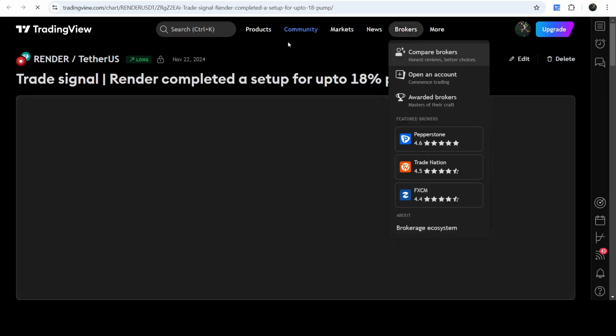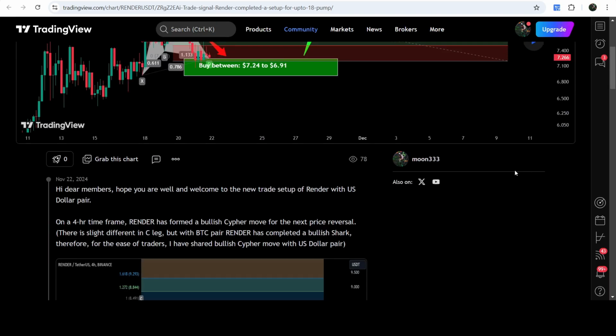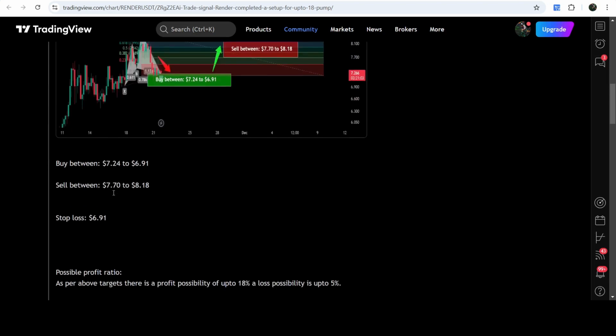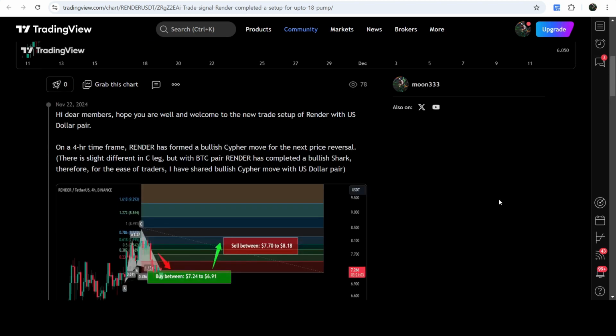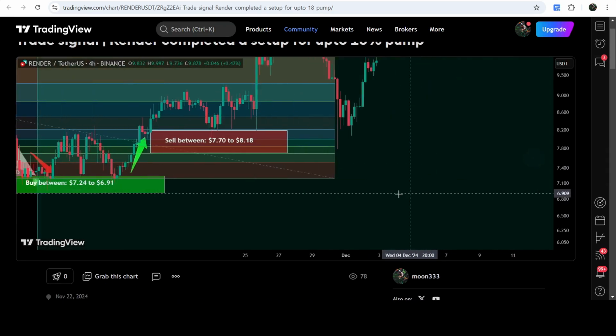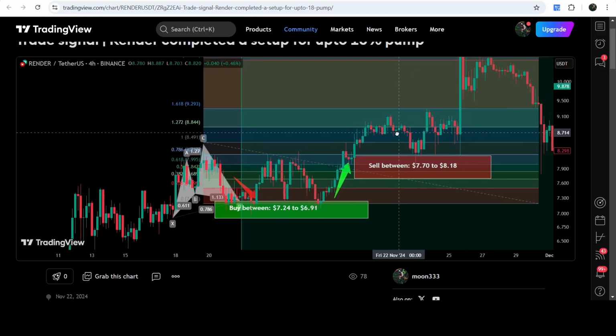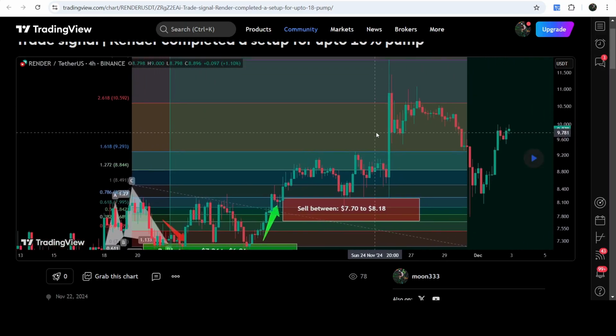First of all, let me begin with my most recent trade signal for Render that I shared on 22nd of November 2024 with my members. That was a bullish Cipher pattern that Render formed on a 4-hour time frame chart with the US dollar pair. This was a complete trade setup, with buying zone, sell targets, and the stop loss. Now if I play this chart, you can see that the price dropped down again, re-entered the buying zone here. Then we had a very massive reversal, and it rallied more than 70%.